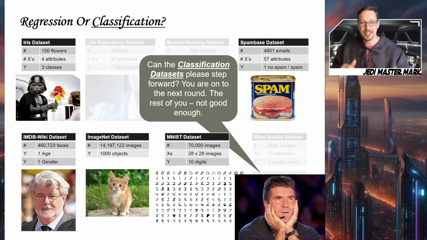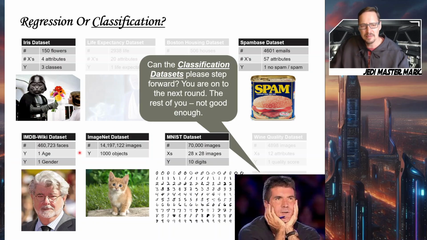Okay, so can the classification data sets please step forward? If you selected this iris one, you are correct. Again, there's 3 different classes of flowers, so that gives a hint of whether it's classification or regression. Spam or no spam. So again, you're predicting whether it is or isn't something. This is a 0 or 1 response, so that would be classification.